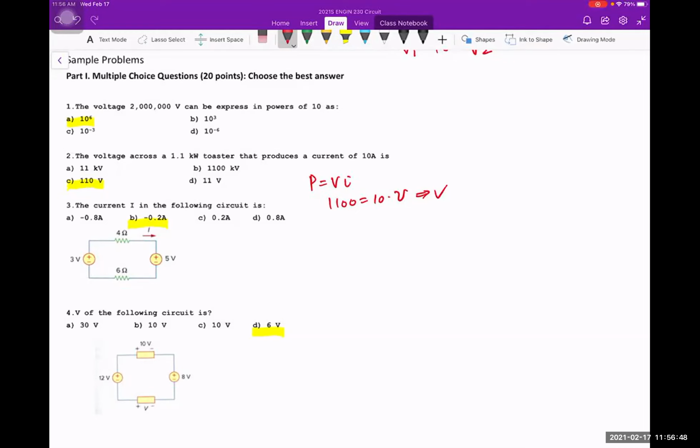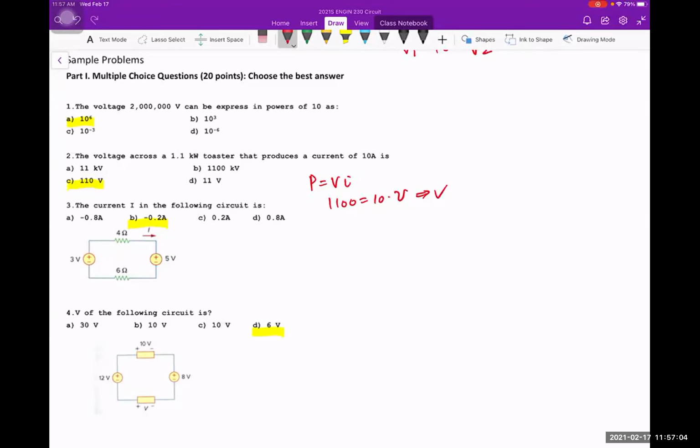This just tests your understanding. Don't just take the current direction from the problem. When you solve the problem, if you get a negative value, you just put the negative value. It simply tells you what the direction of the current should be.